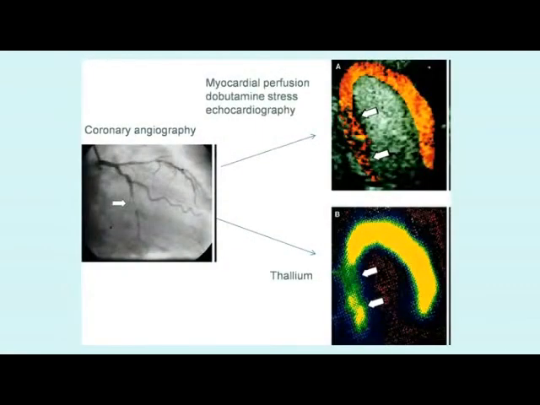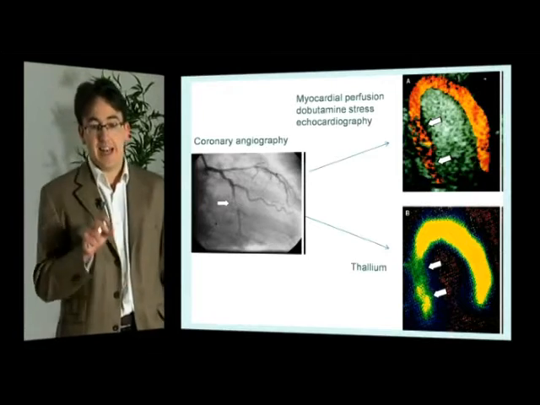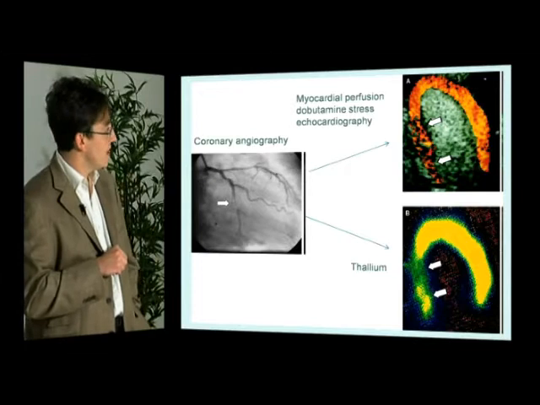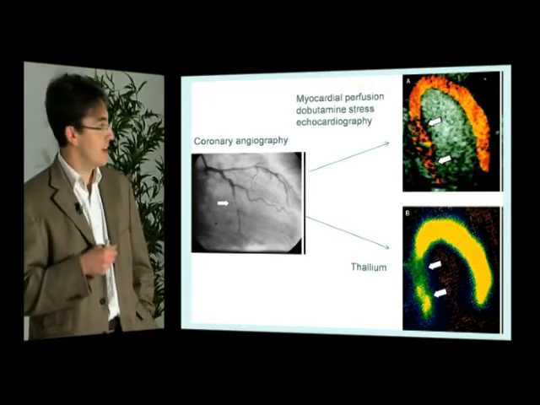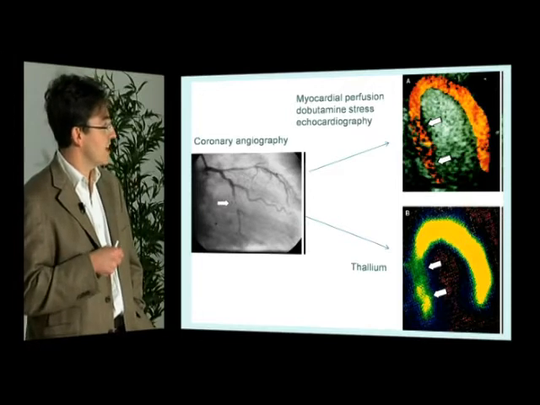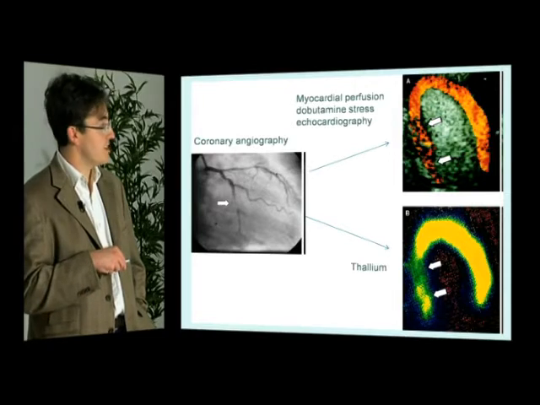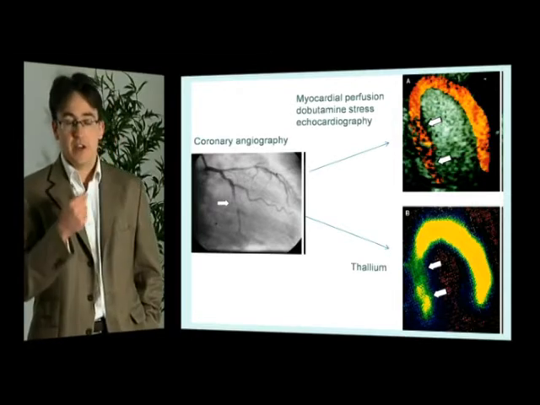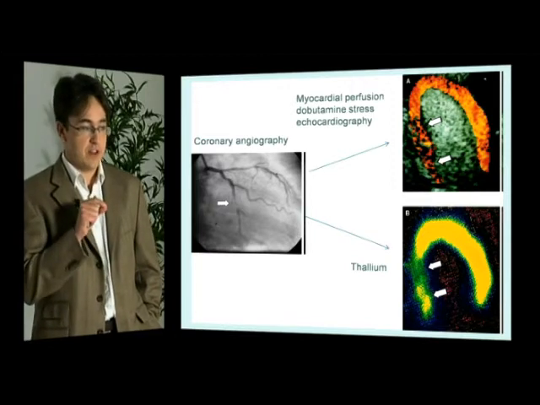Here we see an illustration of a coronary angiogram on the left side of your screen, and you can see there's a white arrow which clearly illustrates a narrowing in the circumflex artery. On the right-hand side of the screen, you can see two different non-invasive imaging modalities. On the top right is an echo-based image where we have contrast perfusing through the myocardium, and you can see where the white arrows point a grey-black area where the contrast is not perfusing properly, and this is the region of the narrowing in the circumflex artery.